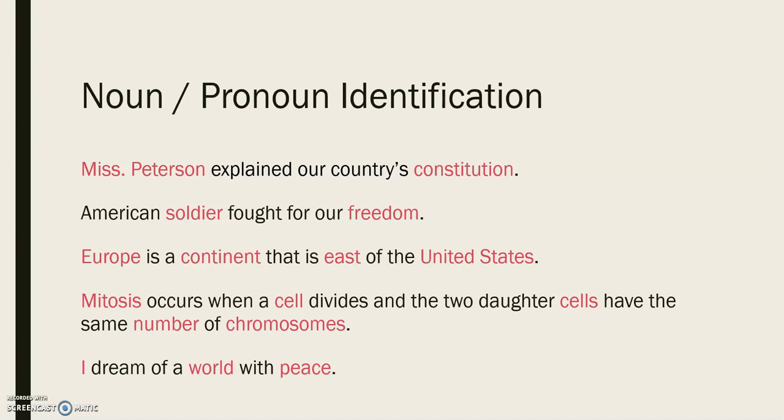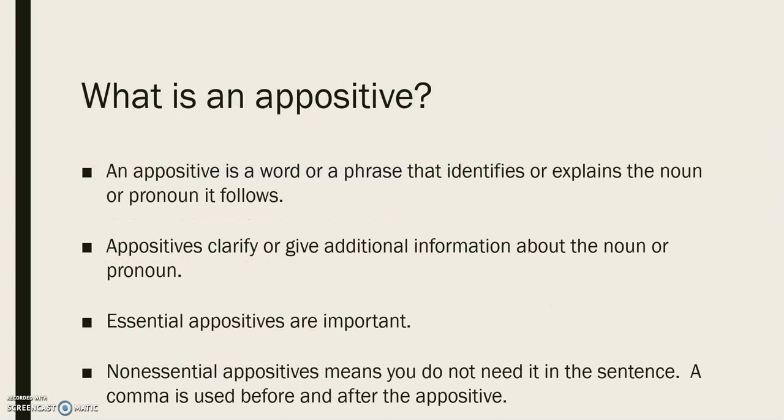Like I said, nouns and pronouns go with appositives. So what is an appositive? Well, an appositive is a word or a phrase that identifies or explains a noun or a pronoun it follows. Sometimes the appositive is before the noun or the pronoun it is explaining or identifying. Appositives clarify or give additional information about the noun or pronoun. There are two types of appositives, essential and non-essential.